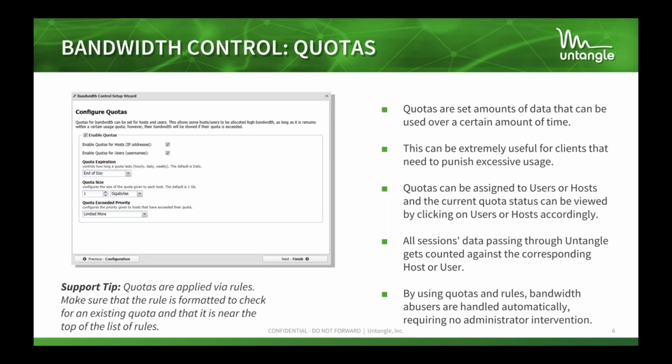Quick tip on this one is that the quotas are actually applied via rules. So if you create a quota, you have to make sure that that rule is formatted to check for an existing quota and that it's up at the top of the rule set. I'll show you guys how to do that when we get to my server. Basically, we just need it dragged above any other conflicting rules.